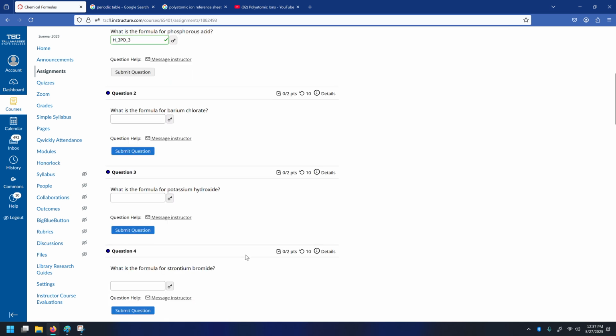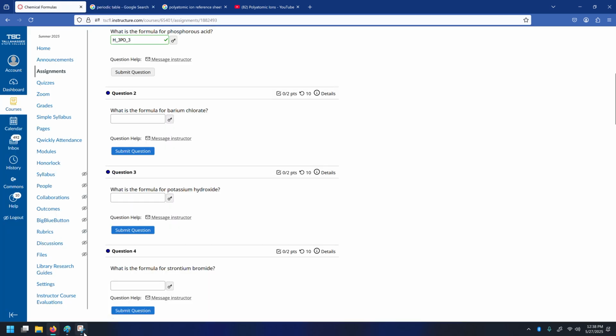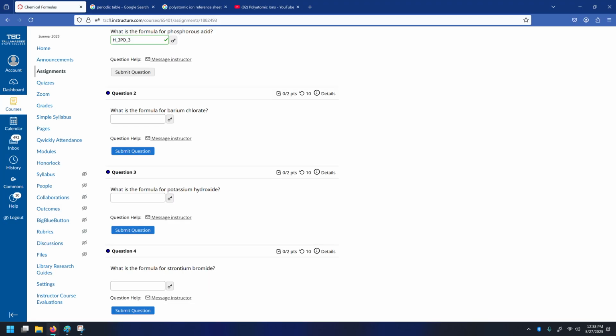Let's do a couple more of these. Let's see, barium chlorate, that's another good one. Barium on our periodic table is right here, in the second column, and so that tells me it's going to make a +2 charge. It's helpful to write that down as you go along. So that'll be Ba 2+.